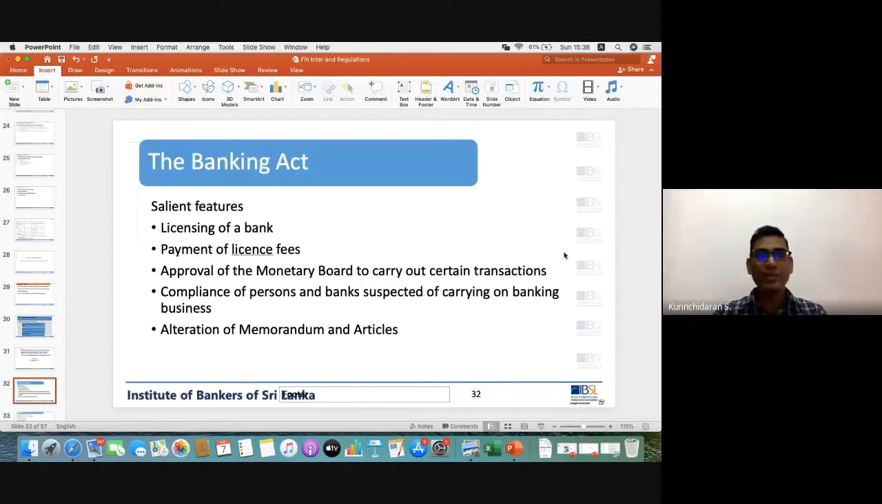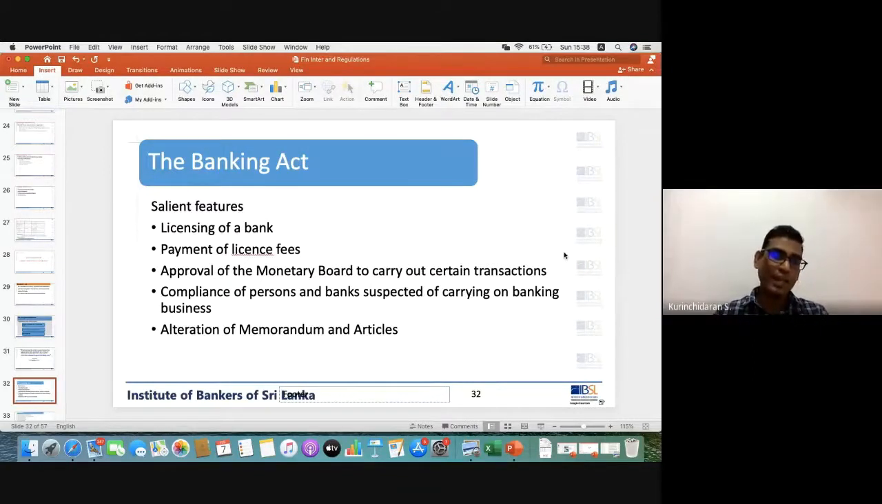Now I'm going to look at the Banking Act. First, I give you a list of salient features in the Banking Act. Then we will discuss them one by one briefly. What you have to know is that the Banking Act talks about so many things.